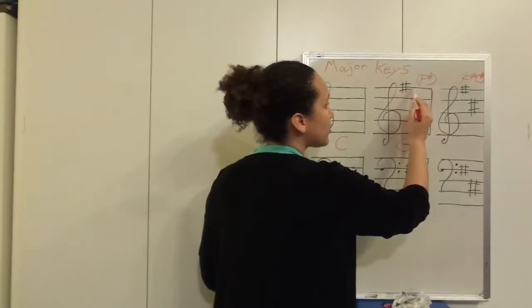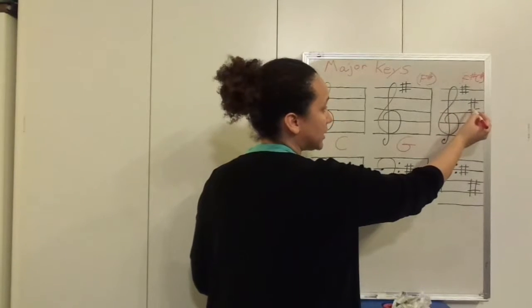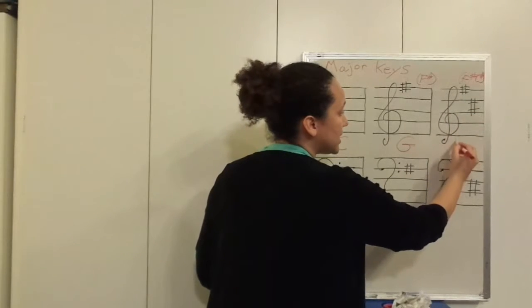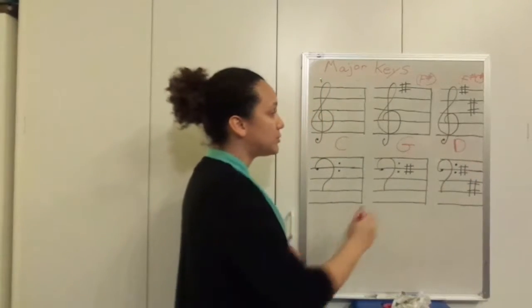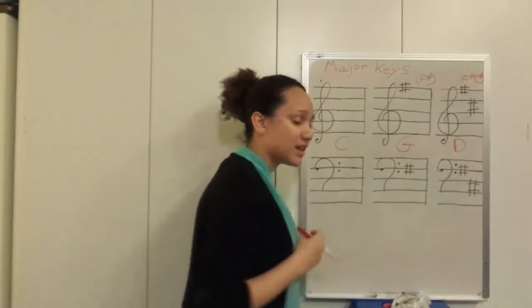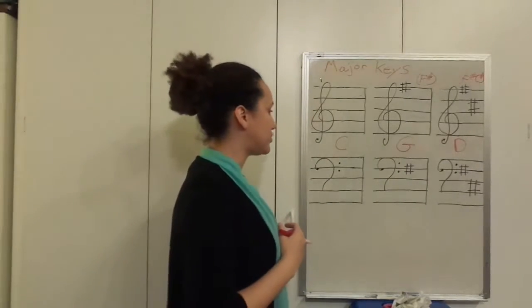And the F sharp will always be on the top line, and then the C sharp on the space below that. So this would be the key or the scale of D major. Be the key of D major, and the key of D major is based on the scale of D major.